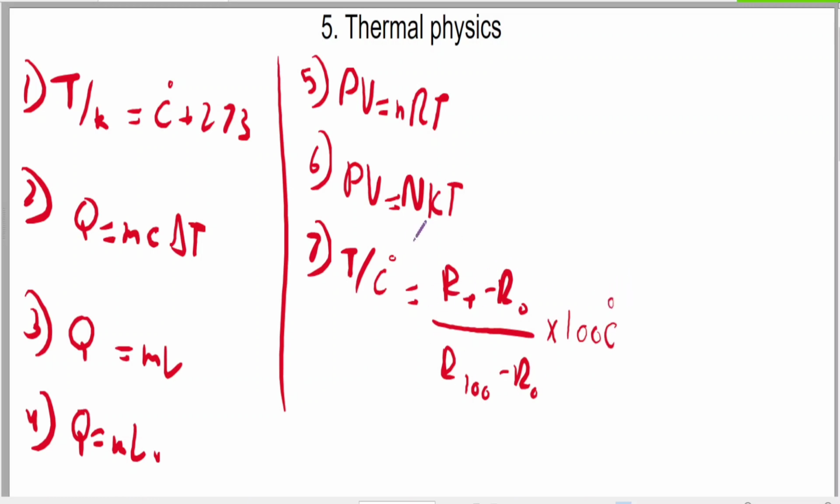Now what are these R's? First of all, R T is the distance on the temperature scale at temperature T. And R 0 is the distance when the Celsius is at 0 degrees. R 100 is the distance when the temperature is at 100 degrees. Now P V equals 1 by 3 N m into mean square speed.